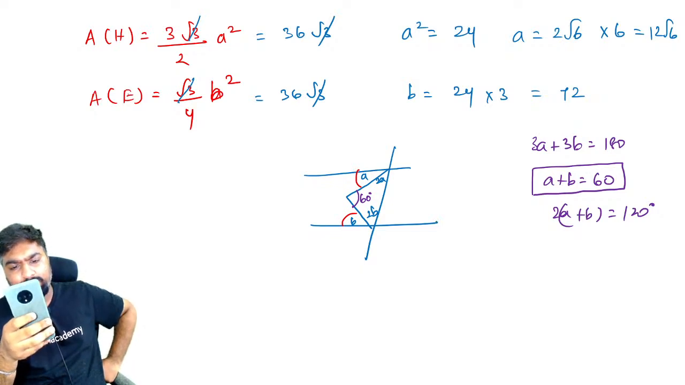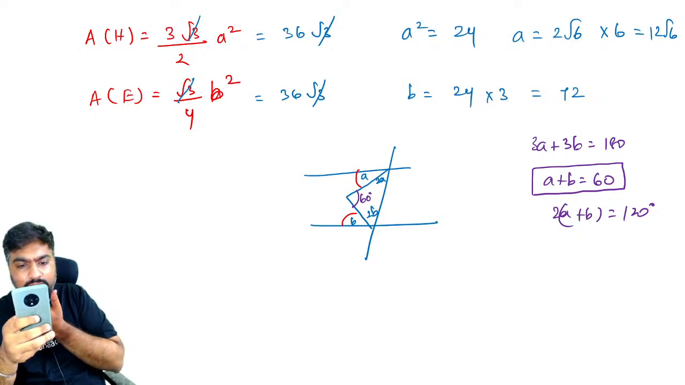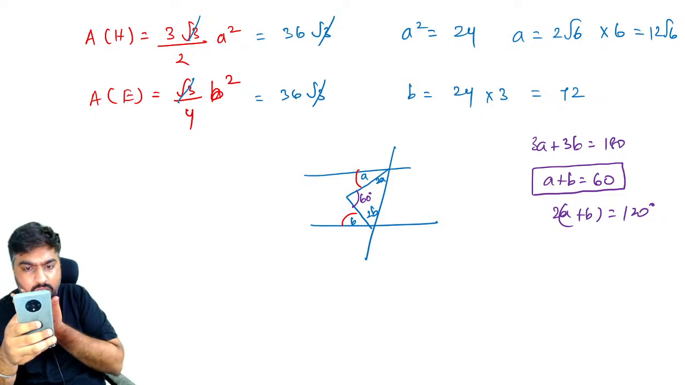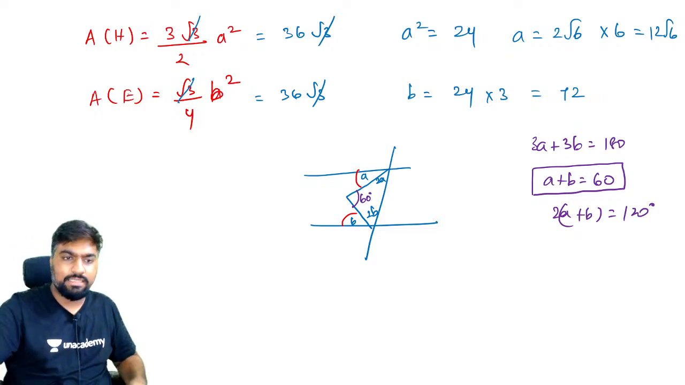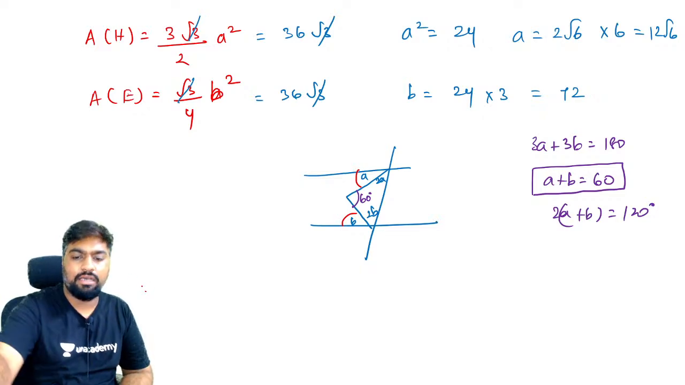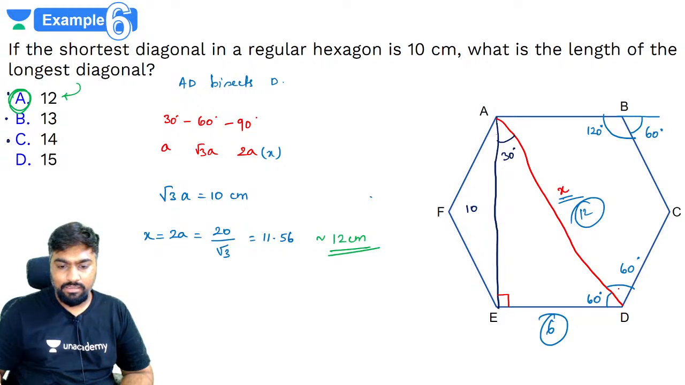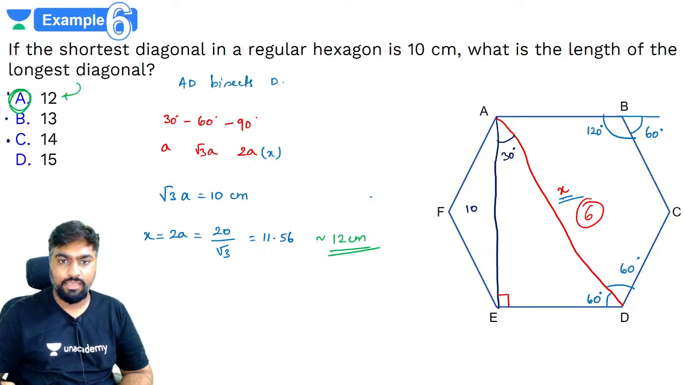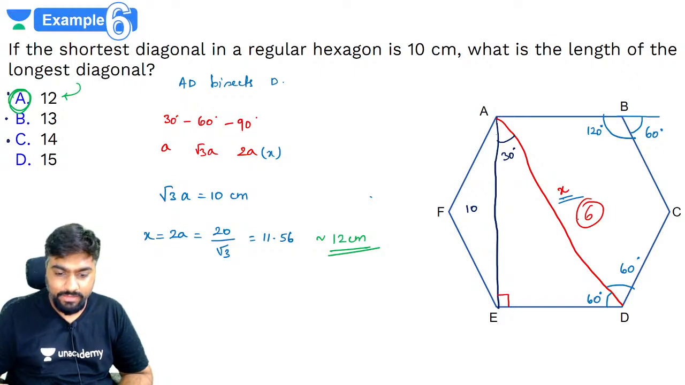ये वाला भी इजी था. Largest distance between any 2 points of a regular hexagon, 6 centimeter. That one was also easy, है ना. Largest distance is basically your largest diagonal. This is the largest distance. X is the largest distance. This is your diagonal. So they're telling your diagonal is 6. Yes, diagonal is 6.